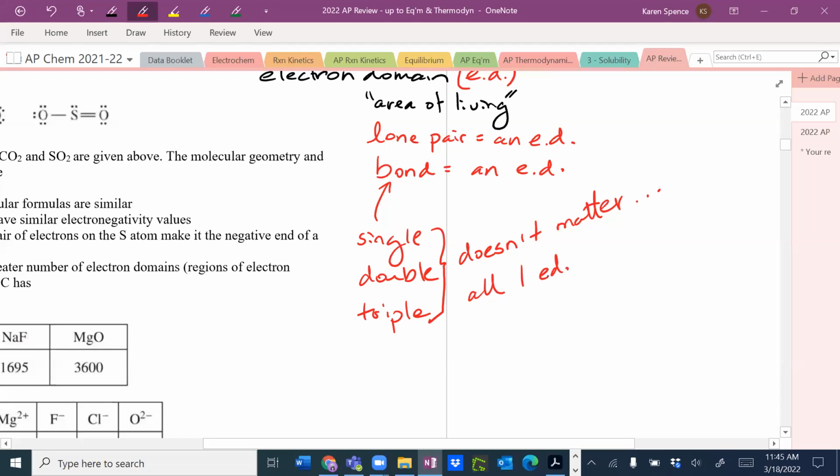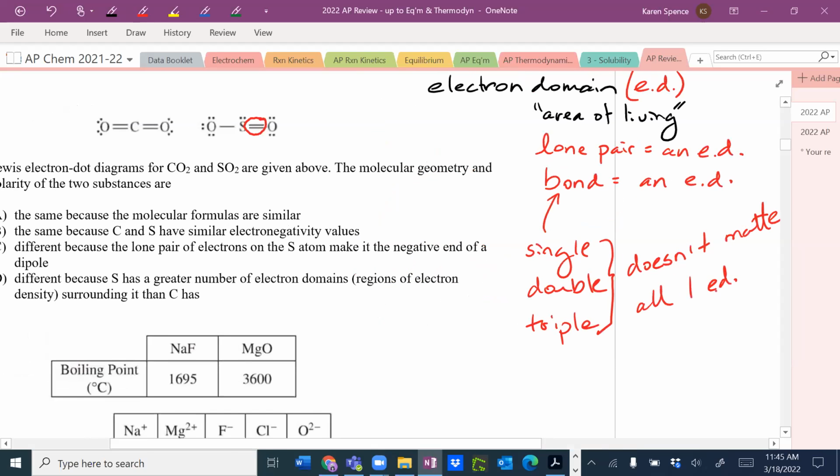Why are they all one electron domain? Because they're all in the same area. If I look at, say, my sulfur over here, where are those 2 bonds? They are both to the right of the sulfur atom. I know that's a 2-dimensional picture, so they aren't really to the right, but you know what I mean. Okay, so they're both in the same area.